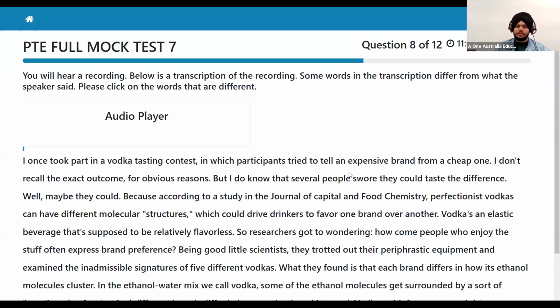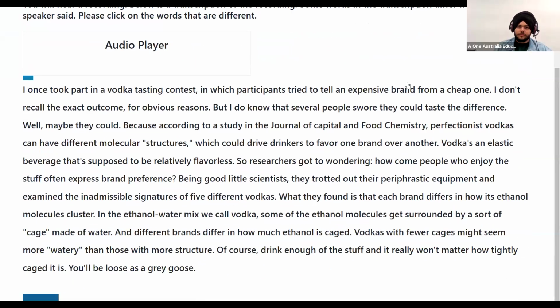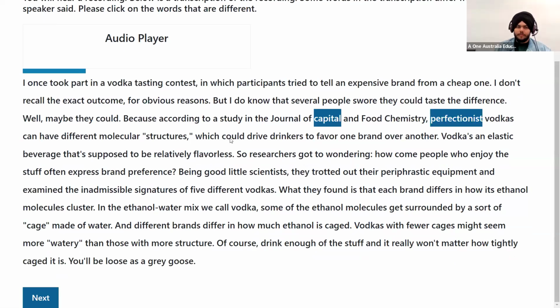I once took part in a vodka tasting contest in which participants tried to tell an expensive brand from a cheap one. I don't recall the exact outcome, for obvious reasons, but I do know that several people swore they could taste the difference. Well, maybe they could, because according to a study in the Journal of Agricultural and Food Chemistry, different vodkas can have different molecular structures, which could drive drinkers to favor one brand over another.